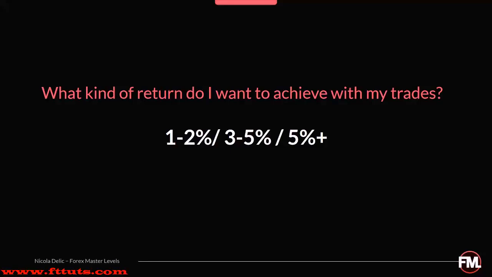The next question you need to ask is, what kind of return do I want to achieve with my trades? Maybe 1 to 2% for each trade, or 3 to 5%, or more than 5%. This is also a crucial part when you are looking to select the currency that you want to trade. Like we said, each pair moves differently. So if you are looking to get 1 to 2%, you definitely don't need to select some stronger mover. So your risk can easily be at that lower portion.